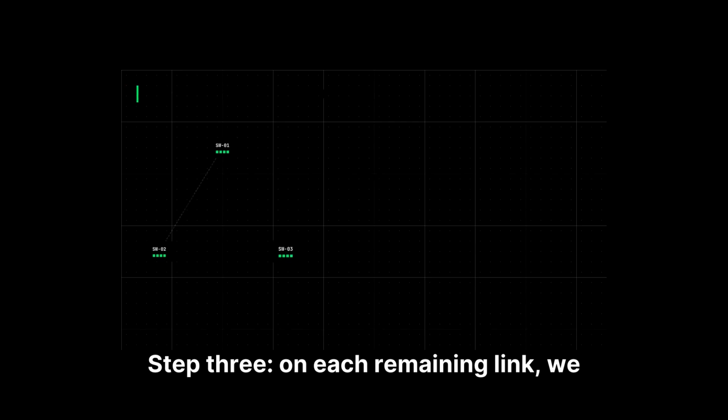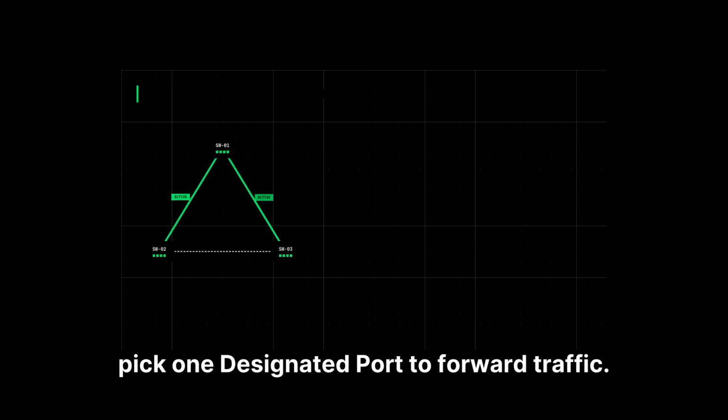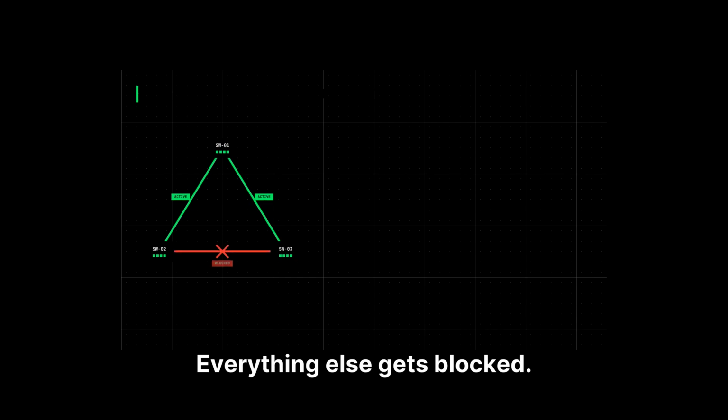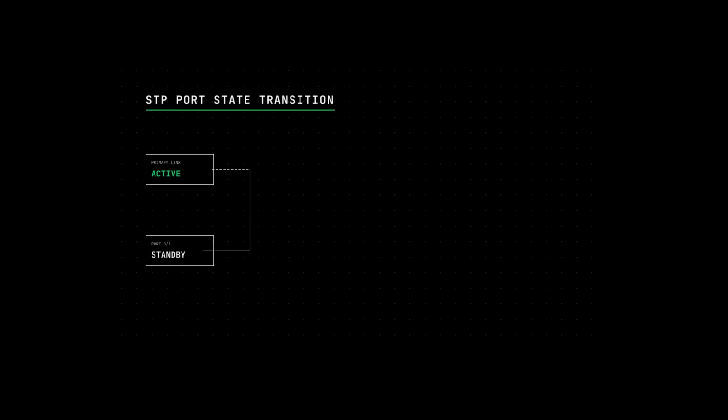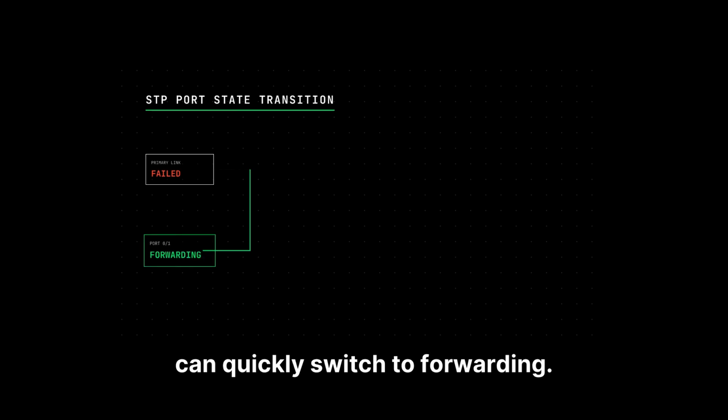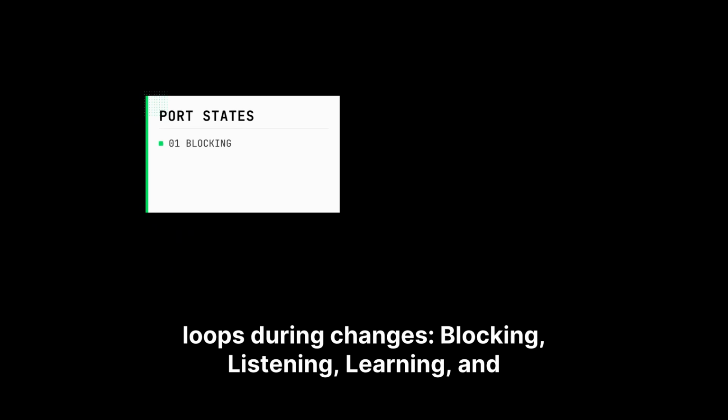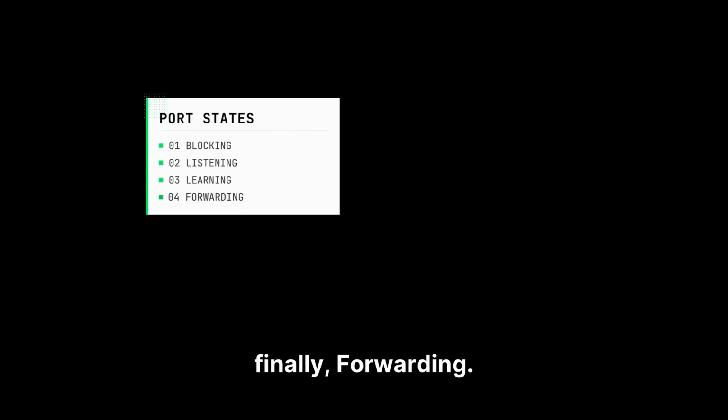Step 3. On each remaining link, we pick one designated port to forward traffic. Everything else gets blocked. A blocked port stops the loop, but stays on standby. If a main link goes down, it can quickly switch to forwarding. Ports go through several states to prevent loops during changes: blocking, listening, learning, and finally, forwarding.